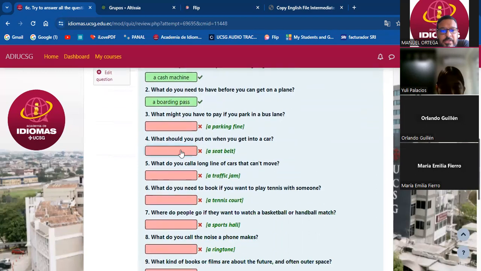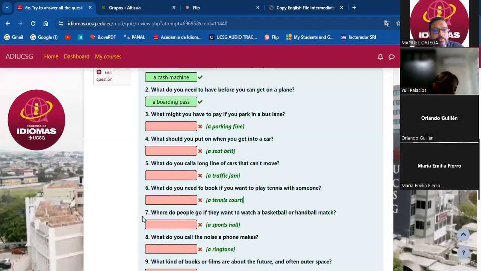Number four, what should you put on when you get into a car? Seat belt, cinturón de seguridad, seat belt. What do you call a long line of cars that can move? When you have a lot of cars and they don't move, traffic jam. ¿Sí? Traffic jam. Embotellamiento. Mucho tráfico. 6, what do you need to book? Book, reservar. If you want to play tennis with someone, tennis court. La cancha de tenis, court.